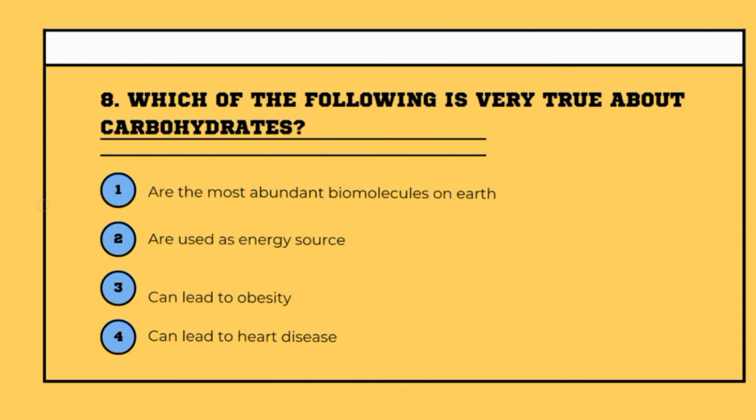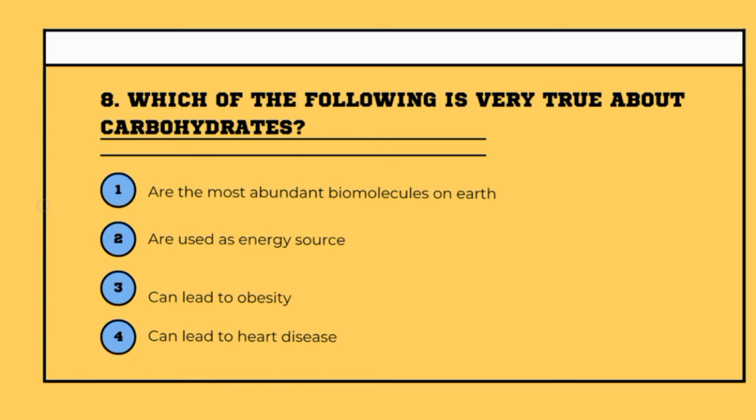Question number 8. Which of the following is very true about carbohydrates? 1, Are the most abundant biomolecules on Earth. 2, Are used as energy source. 3, Can lead to obesity. And 4, Can lead to heart disease.